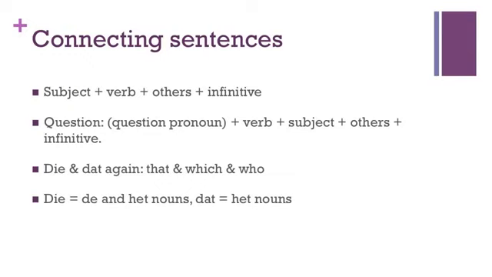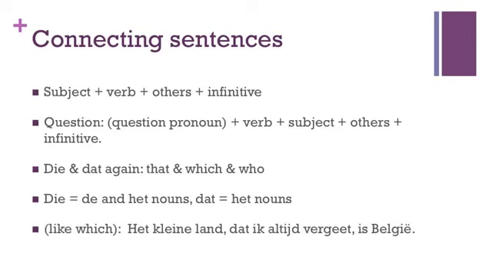So the difference between die and dat is that die is for the de nouns and the plural, and dat is for the het nouns. So it's not the same difference between that, which, and who. However, the difference between who, that, and which is important for structuring the sentence in Dutch. If it's translated like which, it means it's not essential in the sentence and it's in between commas.